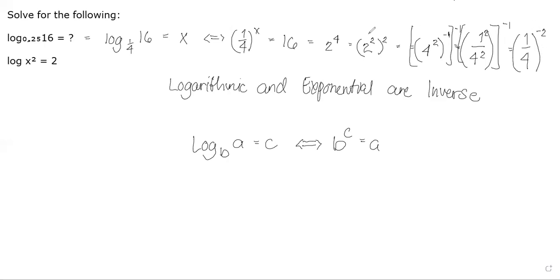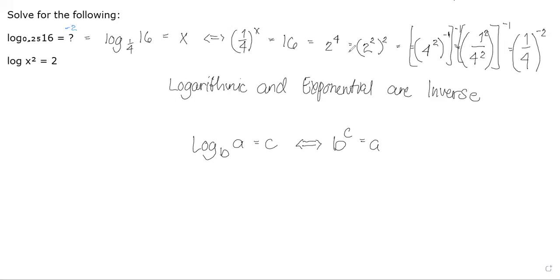And ayun na. So, since same na sila, 1/4 raised to x, that is equal to 1/4 raised to negative 2. Ibig sabihin, x equals negative 2. Diba? X equals, the answer is negative 2. And so this should be negative. Ayan. So try natin sa calculator. The logarithm of 16 to the base 1/4 is nothing but negative 2.